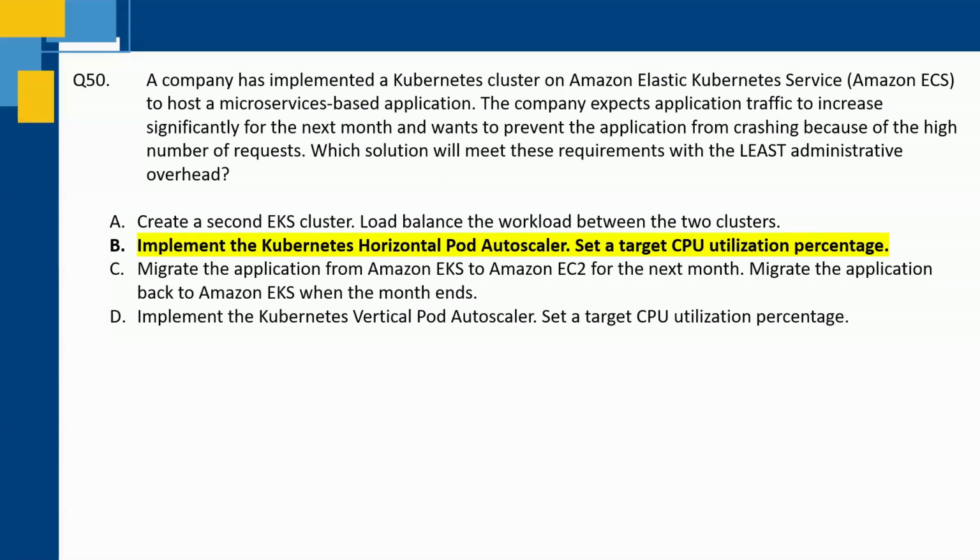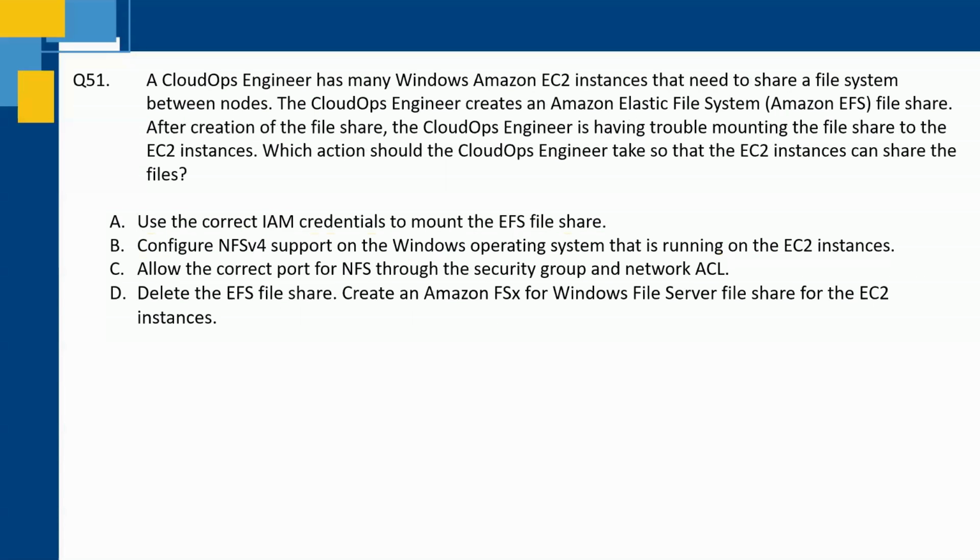Question number 51 of the series. A CloudOps engineer has many Windows Amazon EC2 instances that need to share a file system between nodes. The CloudOps engineer creates an Amazon Elastic File System file share. After creation of the file share, the CloudOps engineer is having trouble mounting the file share to the EC2 instances. Which action should the CloudOps engineer take so that the EC2 instances can share the files?